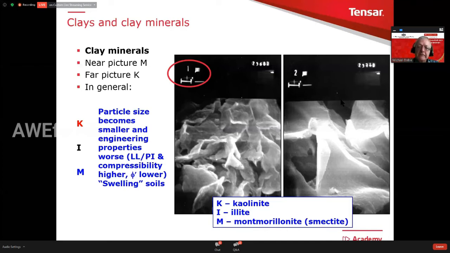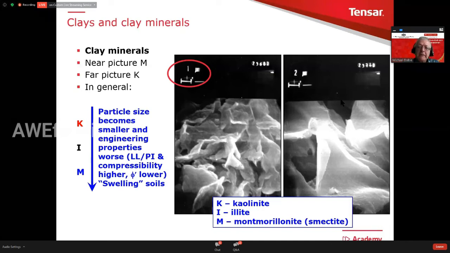Now, there are 3 main clay minerals that we talk about: kaolinite, illite, and montmorillonite, sometimes called smectites. And generally, the particle sizes are getting bigger as you go from K to I to M. So with my little K, I, and M over there on the left, I put an arrow there to make a point that generally, as you go from the kaolinite through illite to montmorillonite, the engineering properties are becoming, I'd say, worse. First of all, there are high plasticity values, you get into the area of the swelling soils, especially in montmorillonite. So it's quite important, if you possibly can, to know about that.